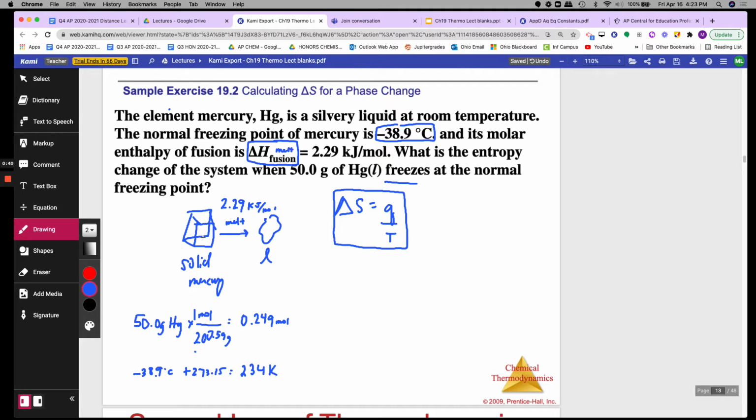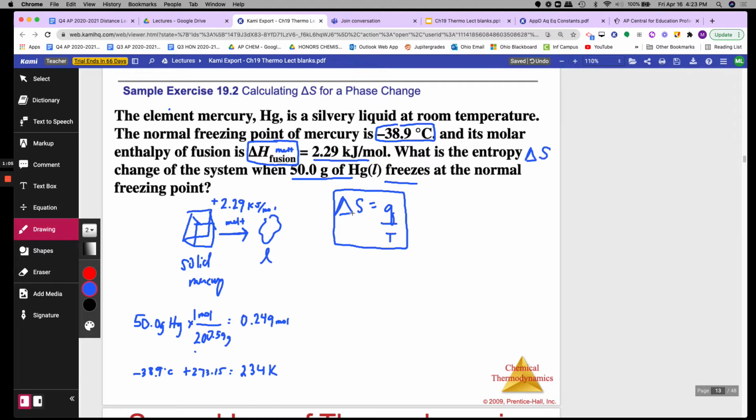You have solid mercury. You are melting it into a liquid, so it's endothermic. You have to put energy in to make it melt. That's what that means. What is the entropy change of the system when you have this much mercury? So delta S is what they're looking for.